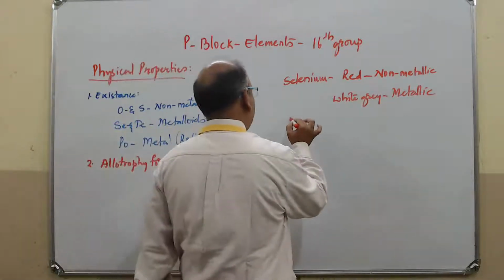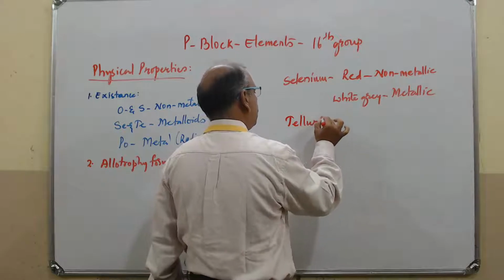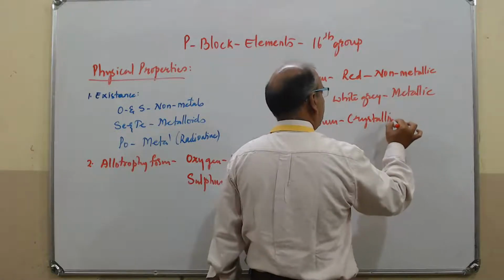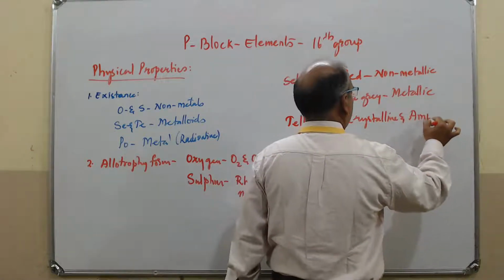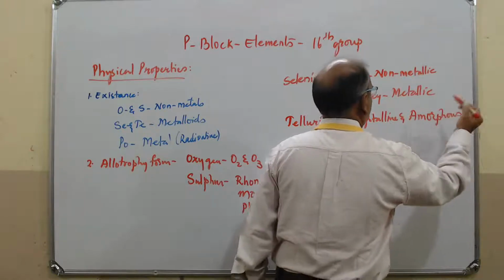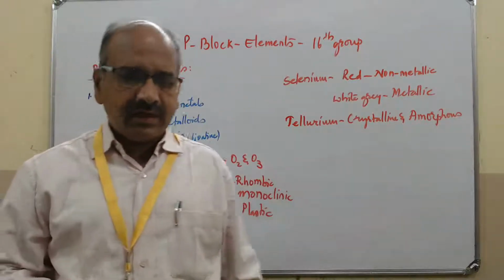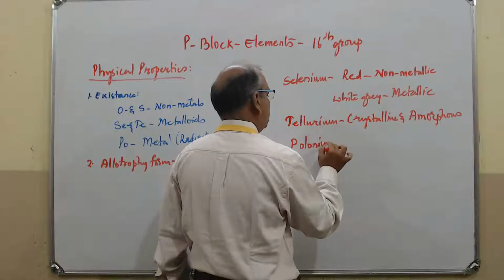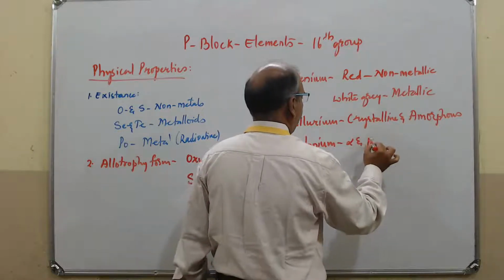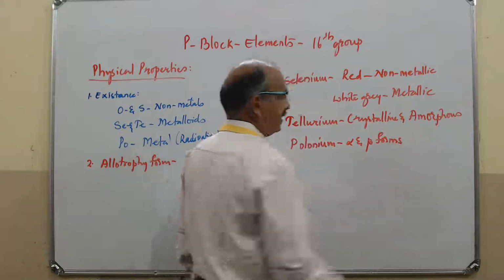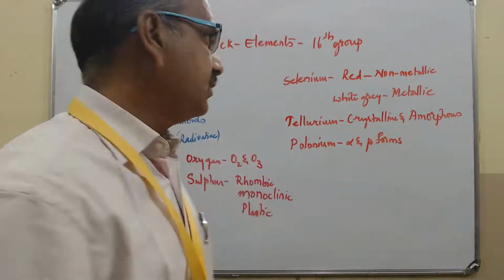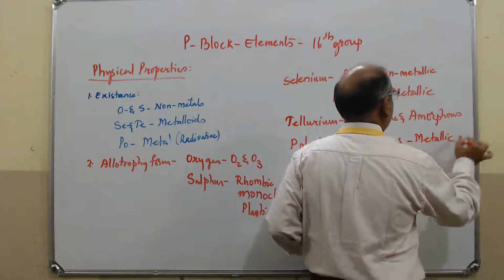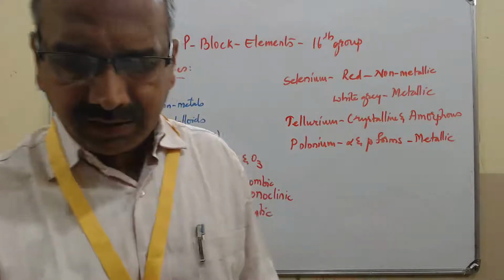Then tellurium exists in two different forms again: crystalline and amorphous. Later, the last one, polonium, exists in alpha and beta forms. Both the alpha and beta forms are metallic in nature.